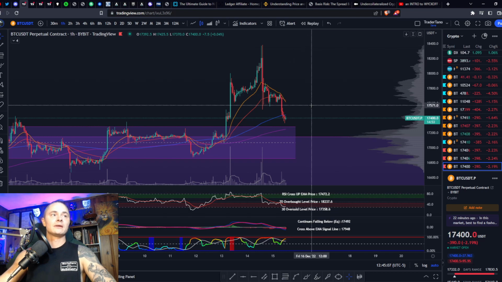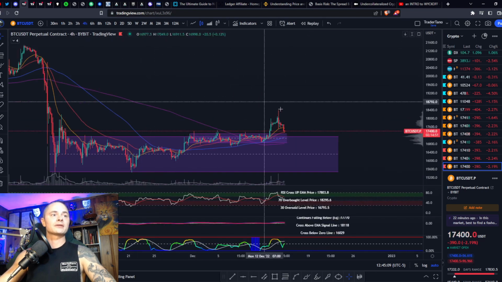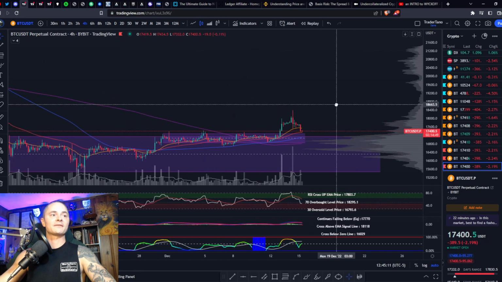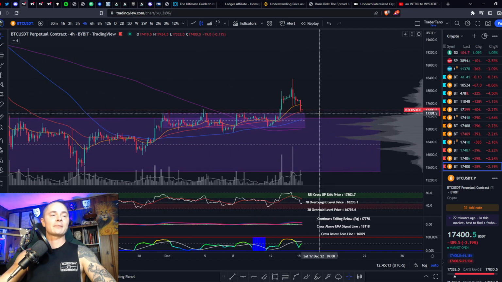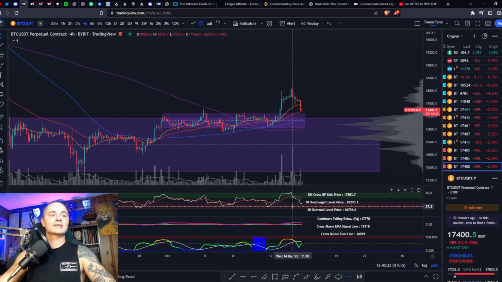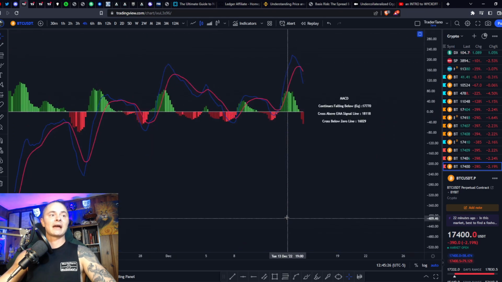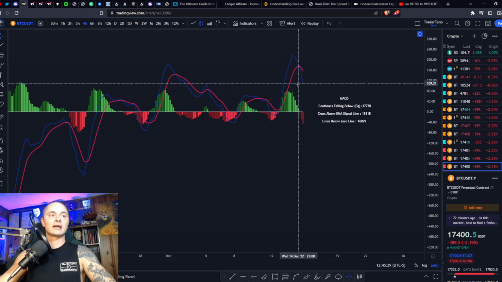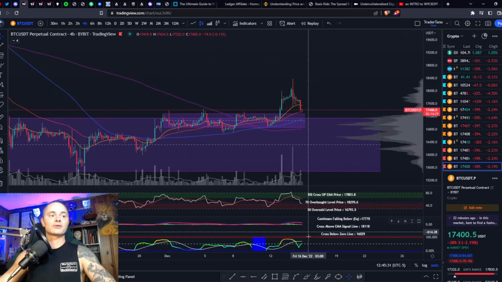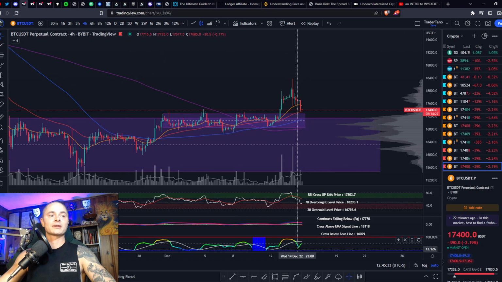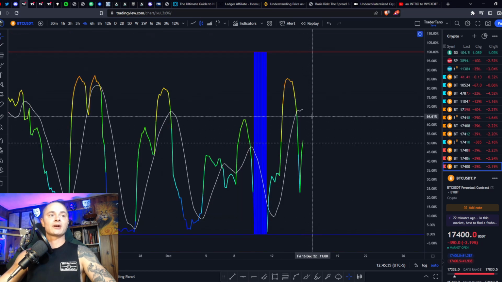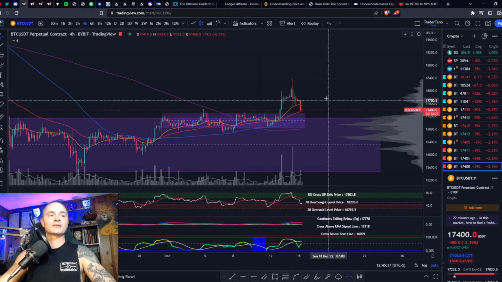So let's go to the 4 hour real quick. I want to show you something. So on the 4 hour, we are testing the 50. So we could wick down to the top of this range as long as we close above that 50, which, by the way, is a little bit below 17,400. RSI tapping that bearish control zone right now. MACD fresh cross to that signal line. Negative momentum is starting to increase as your BBWP is working its way up. As soon as it crosses that moving average, that's when a big move is going to happen.